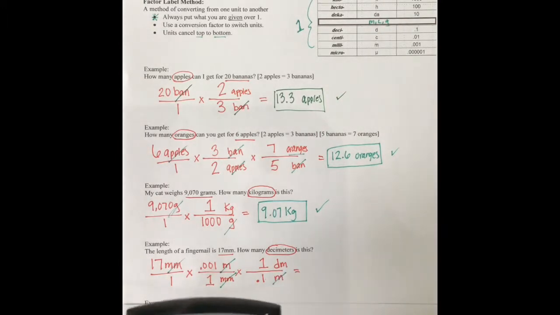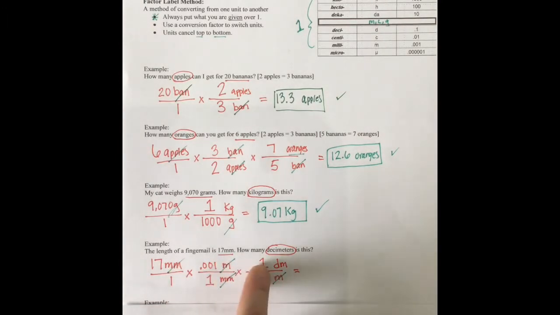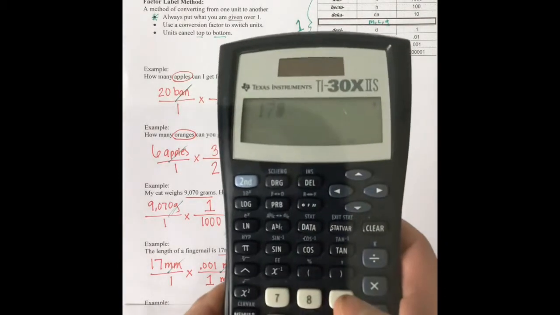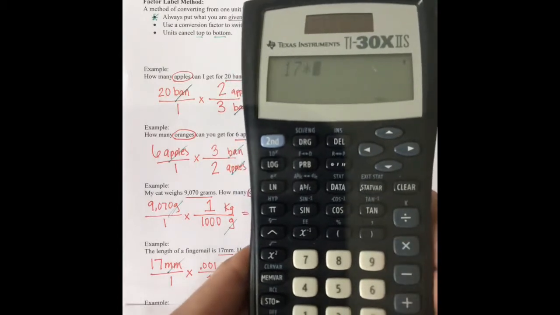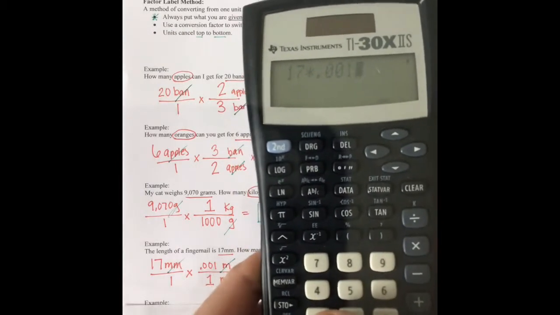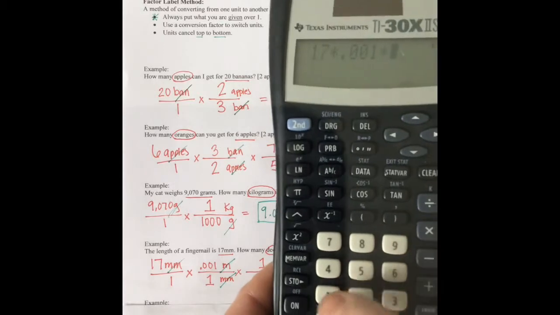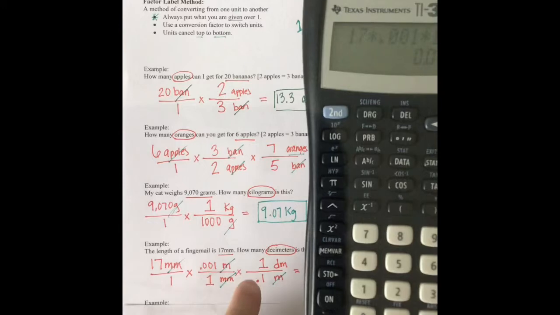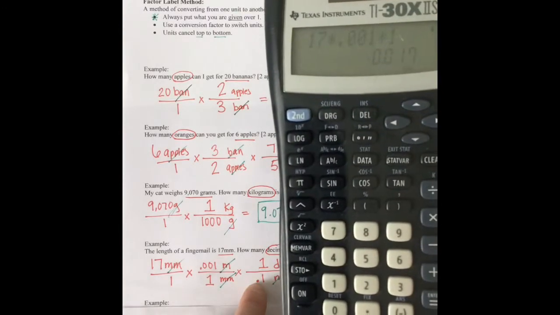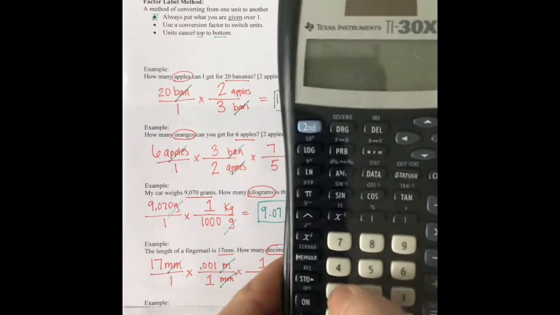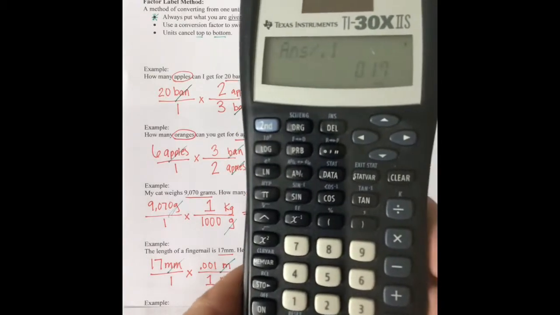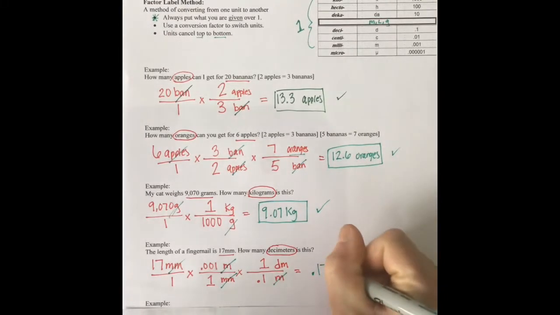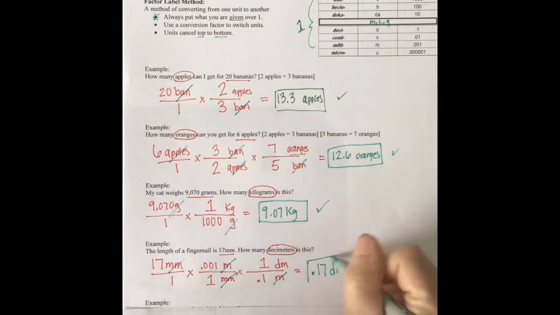If we put this in our calculator, remember we're always going to go straight across the top with our multiplication. 17, make sure you guys can see that, 17 times 0.001 times 1, press equals, then you're going to divide by 0.1 because that's in the denominator. 0.17 decimeters.